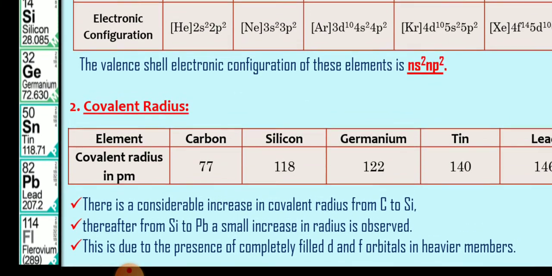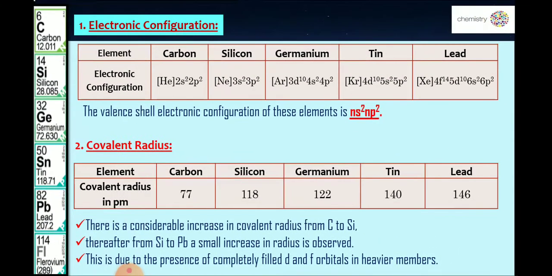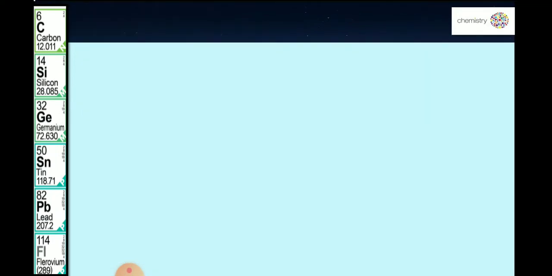The presence of completely filled d and f orbitals in the heavier members. When you move down, the d and f orbitals start filling. So there is only a little increase in the covalent radius in the heavier members of group number 14.